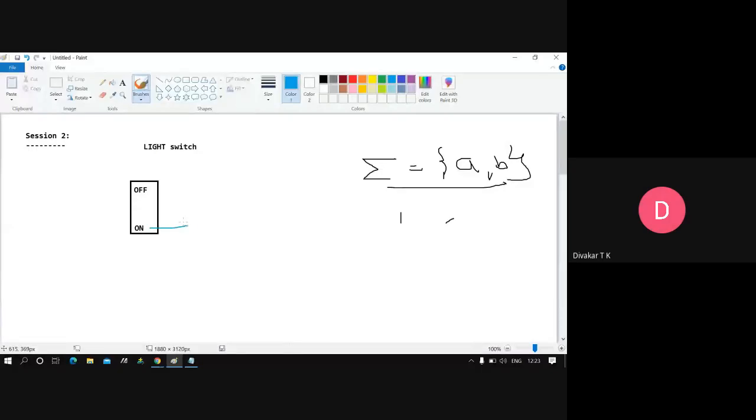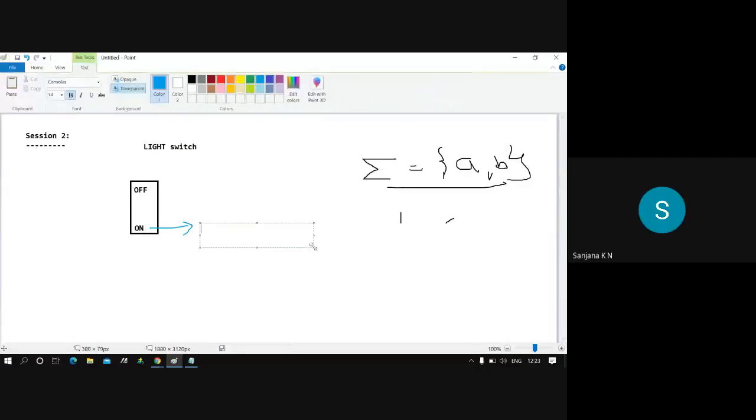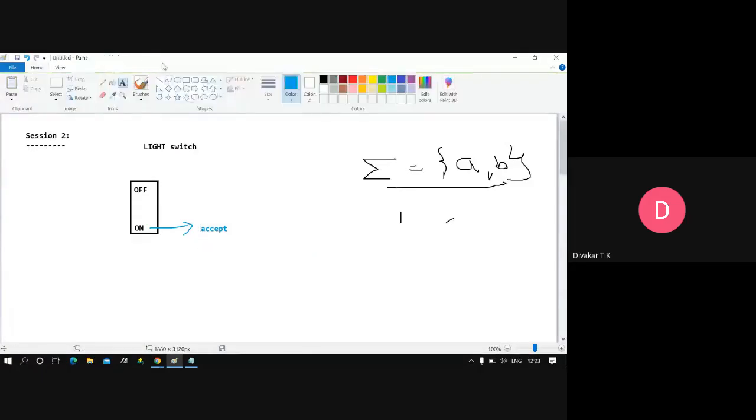Now, if I press on, it will accept or it will reject? Accept. Very good. It will accept and your bulb gets on. If I press off, what will happen? It will accept or reject? Reject, sir. Very good. It will reject and the bulb will get off.